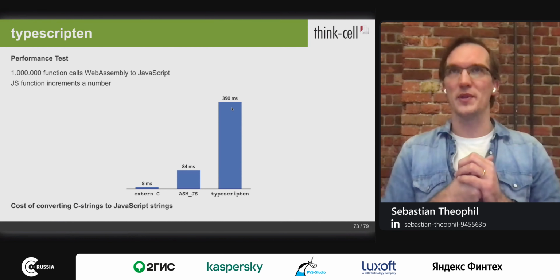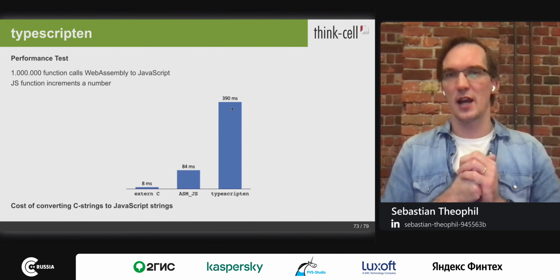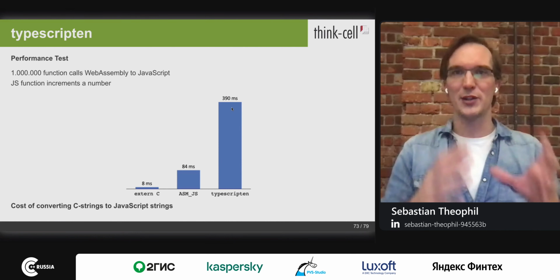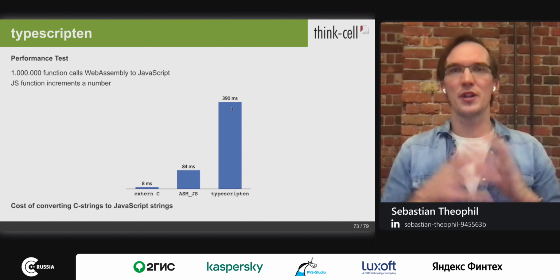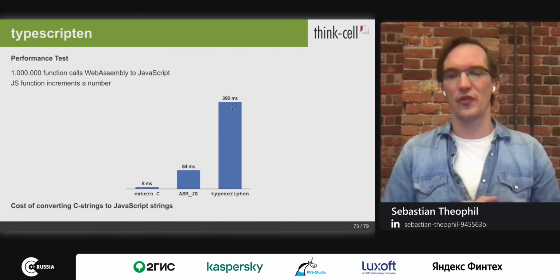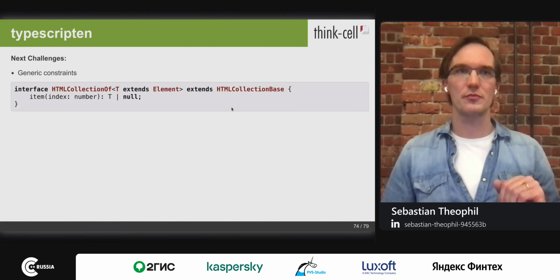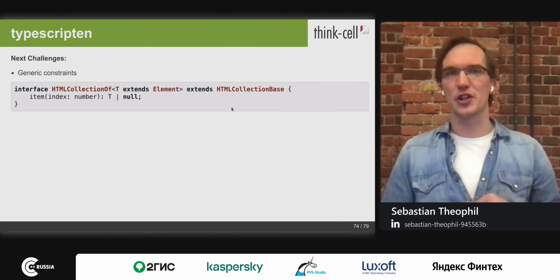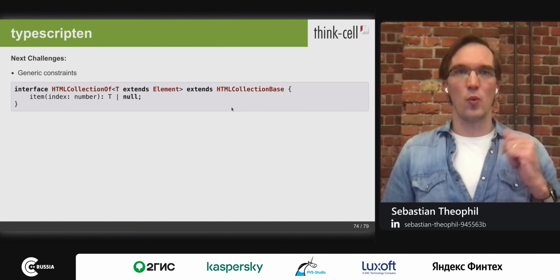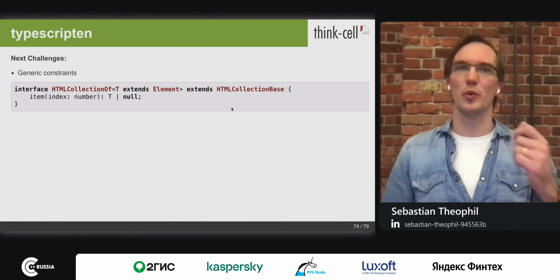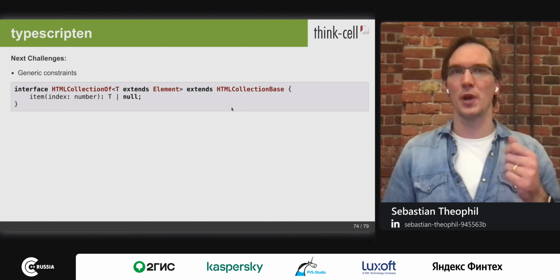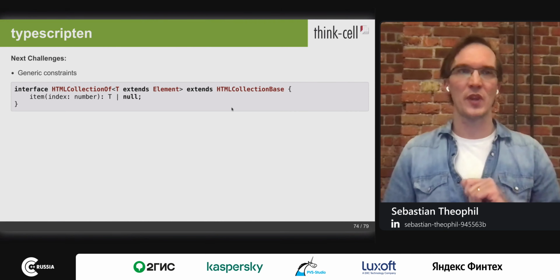So I think this performance impact is almost entirely due to all the conversions that we have to do from integers to objects, from C strings to JavaScript strings. So this is something that I would like to improve in the future, of course. And there are quite a number of challenges that are still open if anybody is interested. So this is an important generic constraint that we actually don't support yet, where we want to say, okay, T in C++ should maybe derive from element. This is something that we should be able to emit.